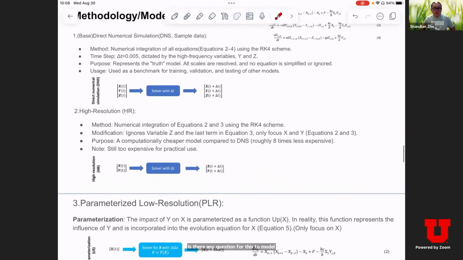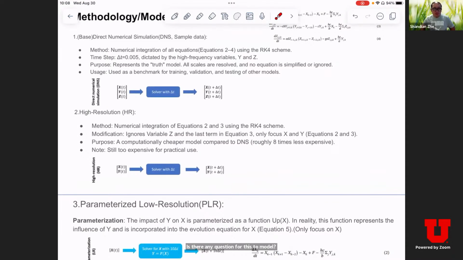Yeah, for the scale separation case, I can understand that you can drop z, right? Drop the equation about the gravity wave z. But for the inseparable case, will this high resolution model give similar accuracy as the base?